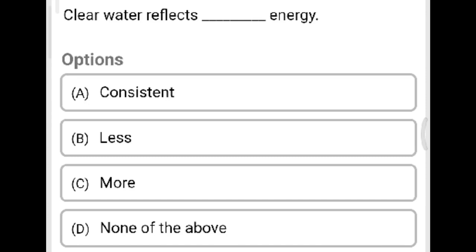Today we are going to see the MCQ related with remote sensing. So the first question, clear water reflects dash energy. Option A consistent, option B less, option C more, option D none of the above. The correct answer is option B less energy. So the clear water reflects less energy.